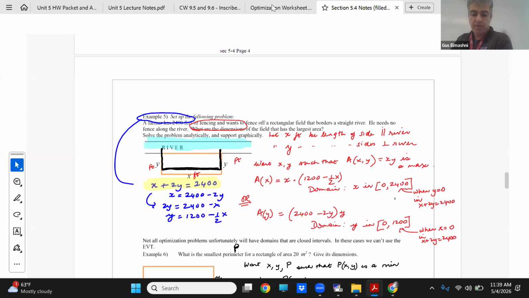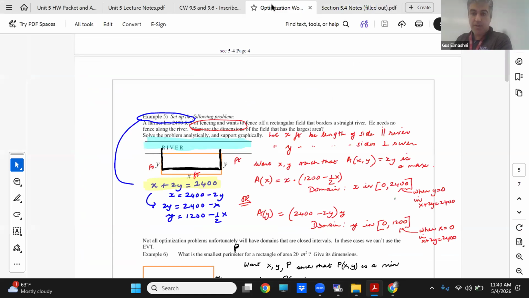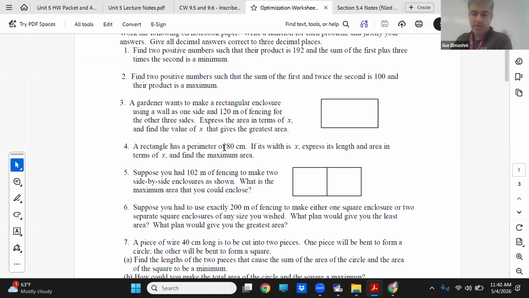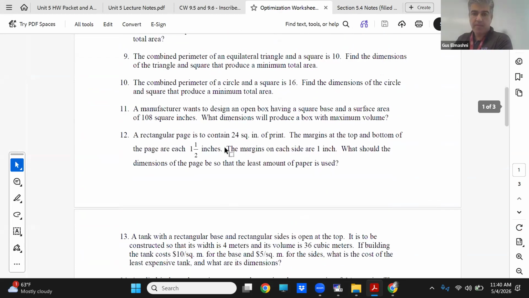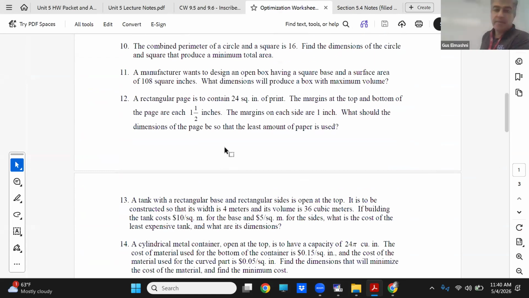Let's move on to two more problems. You guys can do some practice problems. Now I'm going to give you ones that are a little more challenging with 3 dimensions. So let's look at 11 and 14. Okay, 11. A manufacturer wants to design an open box. So the box has no lid, square base, surface area of 108 square inches. So it's going back to geometry. We'll figure it out. What dimensions will produce a box with maximum volume?